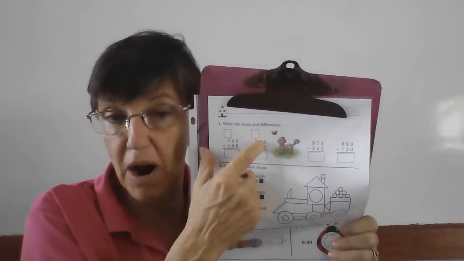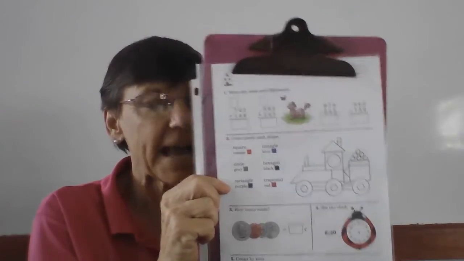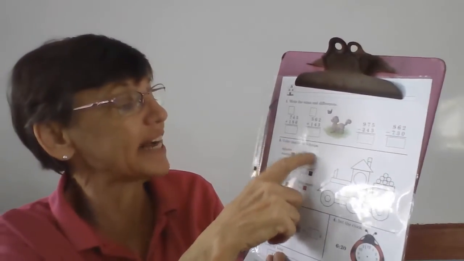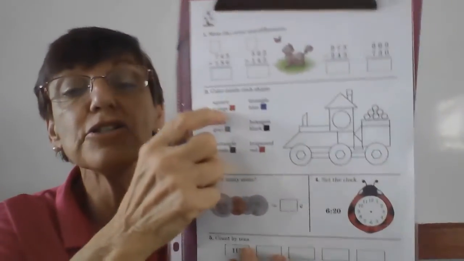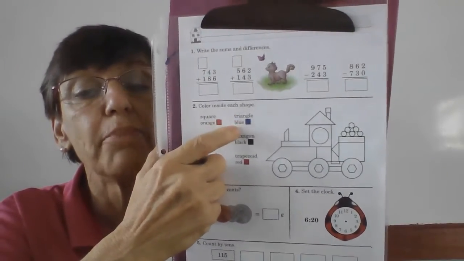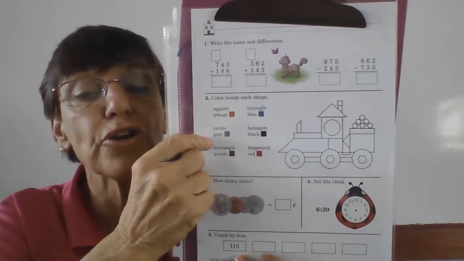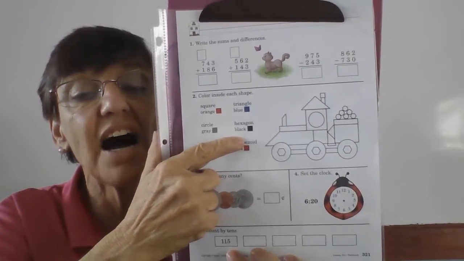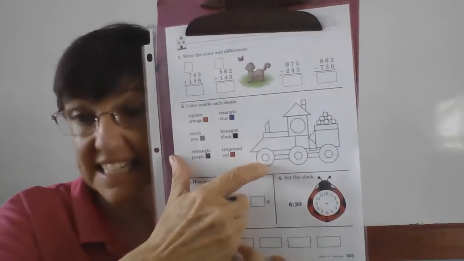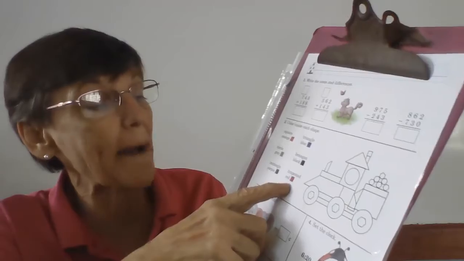Let's get the other side of our paper. Over here. Simple adding. Don't forget, if you are carrying, make sure you put your 1 up top, okay? Down here it says color inside each shape. The squares, orange. The rectangles, blue. Circles, gray. Hexagons, black. Do you remember what a hexagon is? Hexagon has 6 sides. And trapezoid's red.